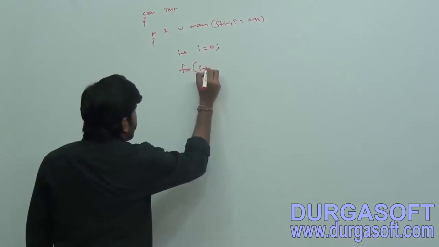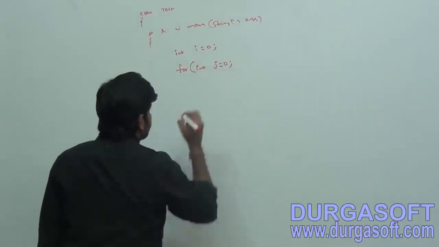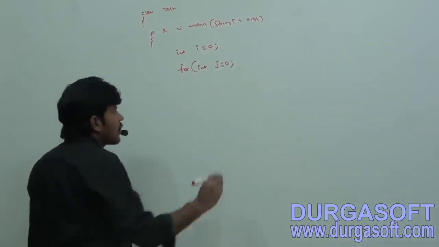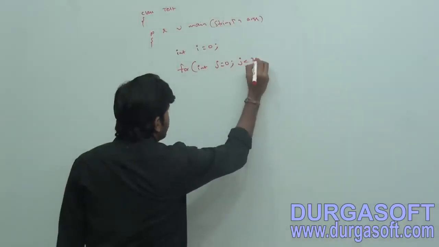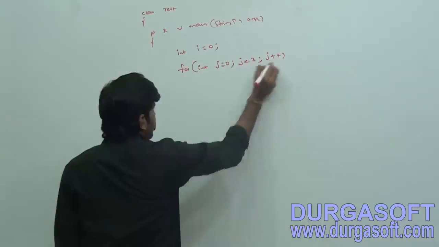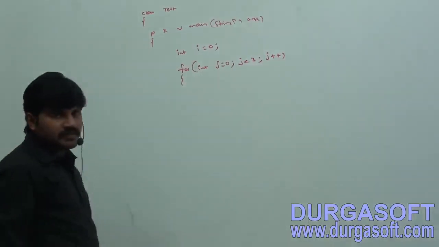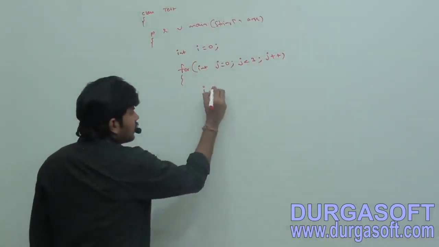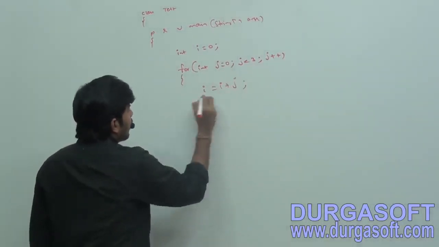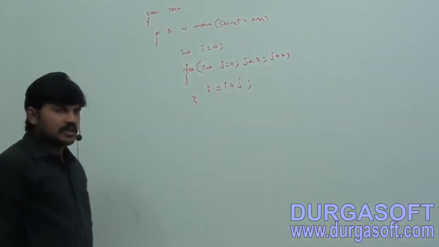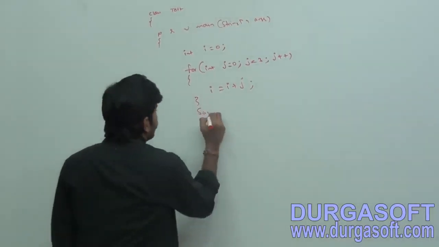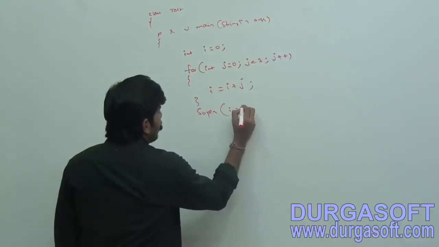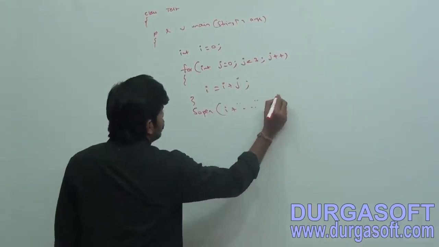For int j is equal to 0, j is lesser than 3, j plus plus. Now i is equal to i plus j. System dot out dot println of i dot j.